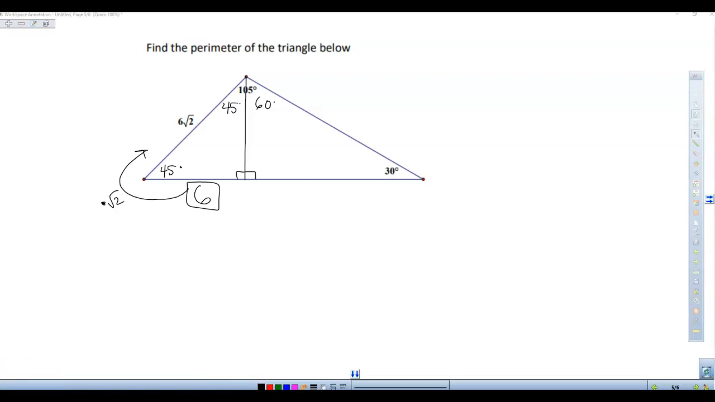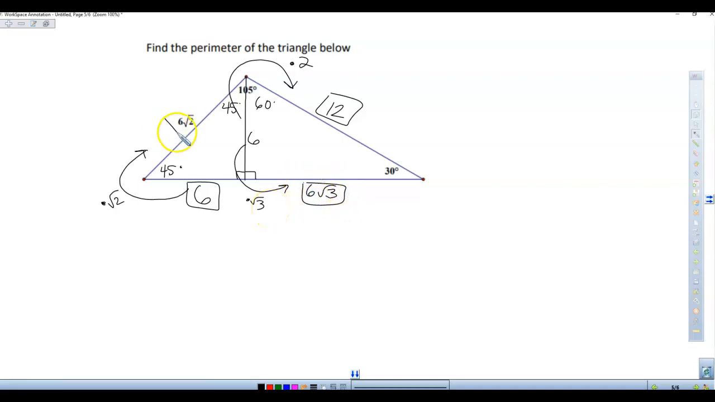So in the 45, 45, 90, if the leg is 6, then of course this leg is 6 as well. And that's not part of my perimeter, but now I've got part of my 30, 60, 90 triangle. So remember what we learned. In the 30, 60, 90, to go from the short leg to the hypotenuse, you multiply by 2. So 6 times 2 gives me 12. And then to go from the short leg to the long leg in a 30, 60, 90 triangle, you multiply by the square root of 3, which makes this 6 root 3.